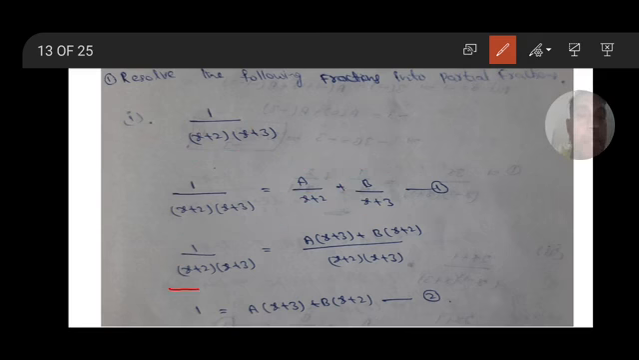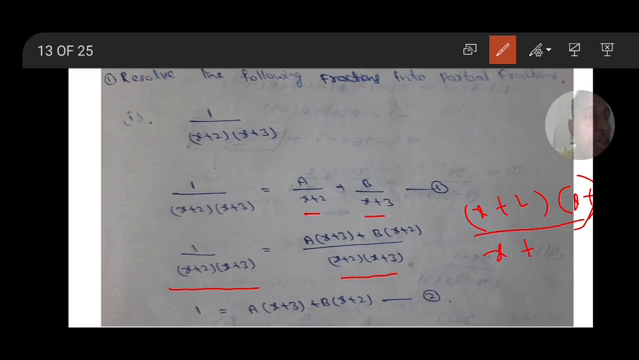LHS is the same, 1 by x plus 2 into x plus 3. Here in the RHS denominator, the LCM is x plus 2 into x plus 3. So if we divide by x plus 2, x plus 2 cancels, x plus 3 is remaining. So A into x plus 3. If we divide by x plus 3, it cancels, and we will have x plus 2. So B into x plus 2.